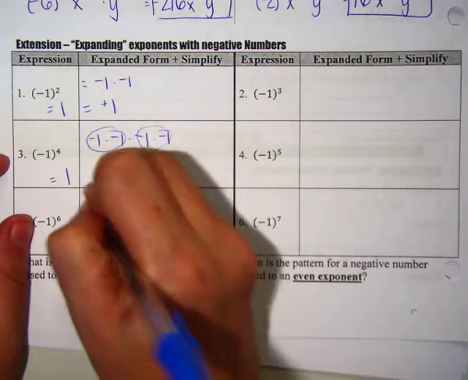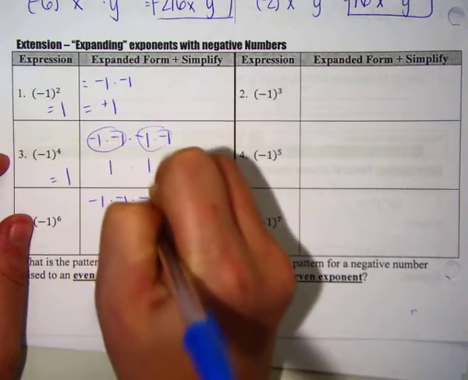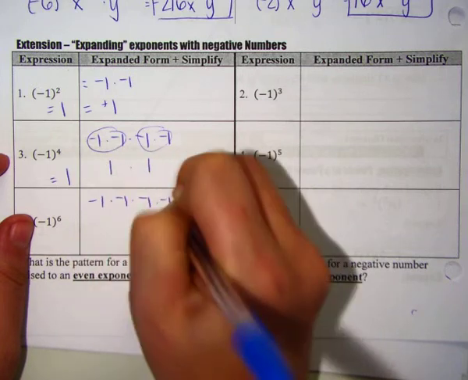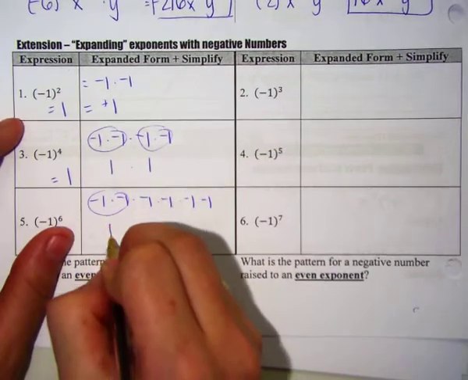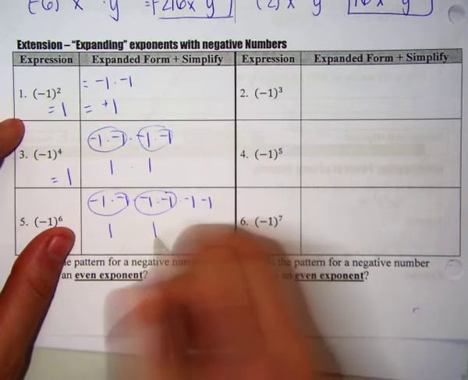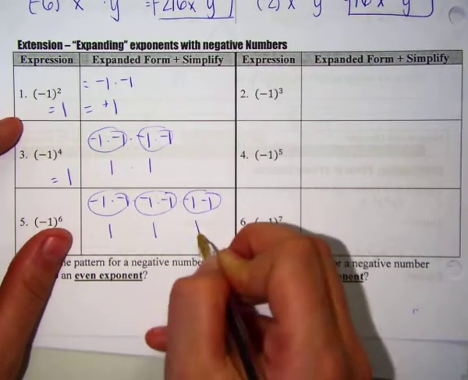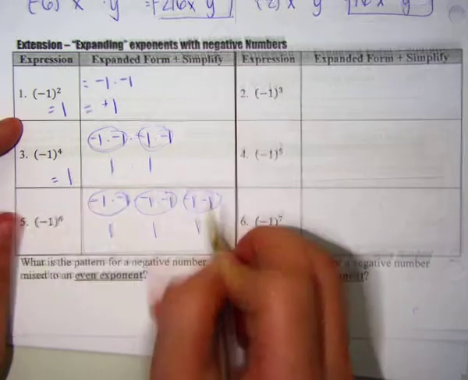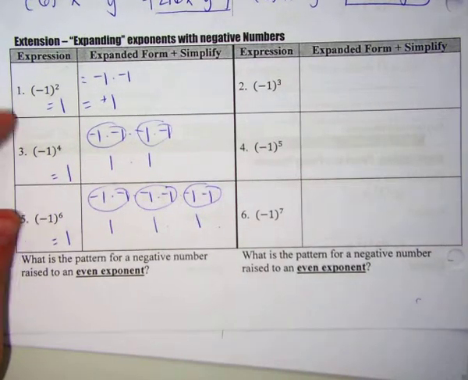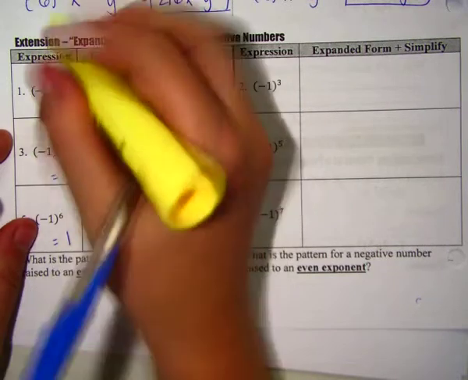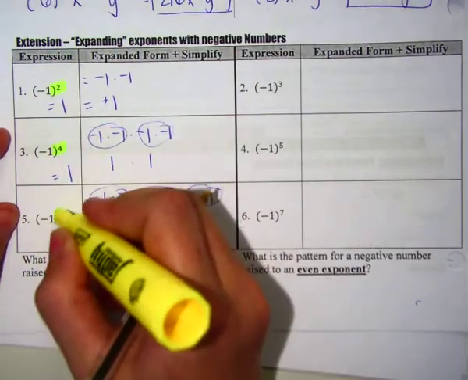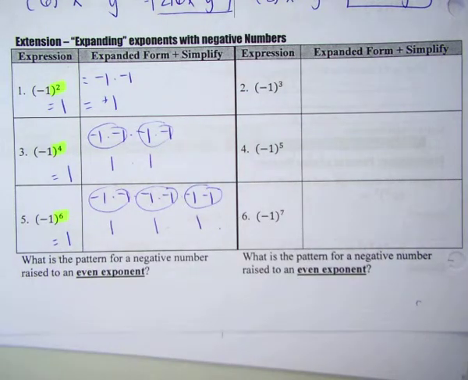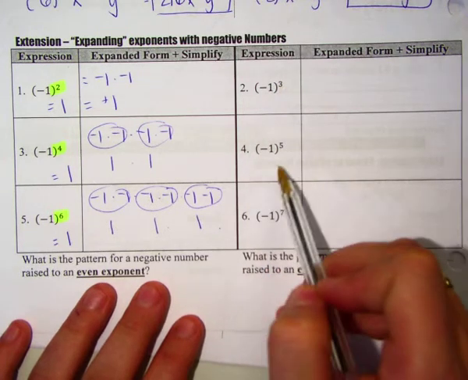Negative 1 to the 6th, that's negative 1, 6 times. Negative times a negative is a positive, three times, and 1 times 1 times 1 is 1. So negative 1 squared is 1, negative 1 to the 4th is 1, and negative 1 to the 6th is also positive 1. Let's contrast that against negative 1 to the 3rd, to the 5th, and to the 7th.